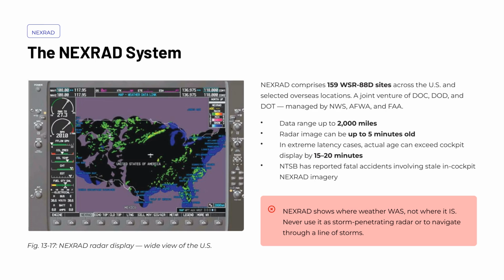NEXRAD is one of the most powerful weather tools available to pilots, but it also comes with some of the most serious and frequently misunderstood limitations in aviation weather. The system comprises 159 WSR-88D radar sites across the United States and select overseas locations, and it's a joint venture among the Departments of Commerce, Defense, and Transportation, managed cooperatively by the NWS, the Air Force Weather Agency, and the FAA. The coverage is impressive. Data range extends up to 2,000 miles.